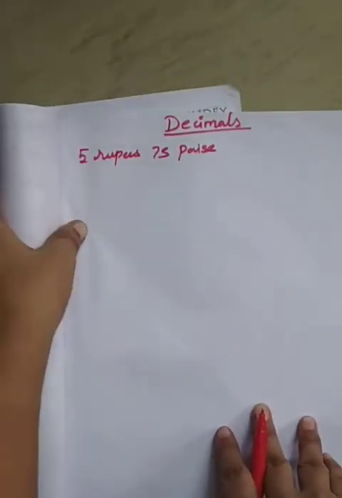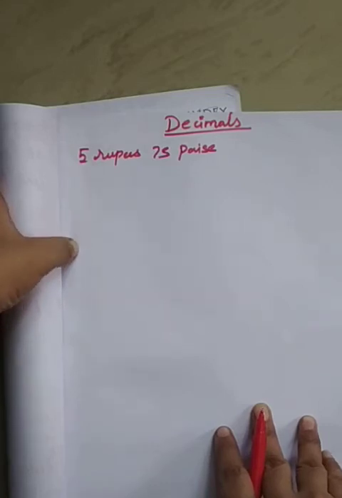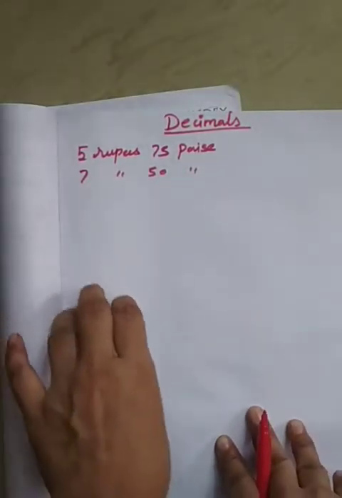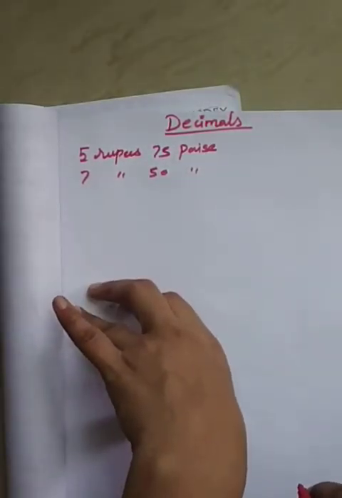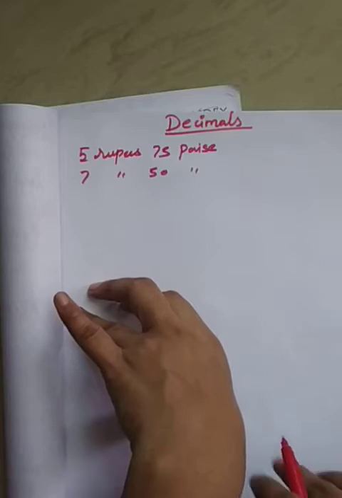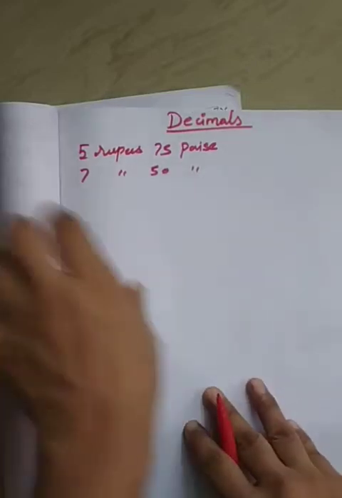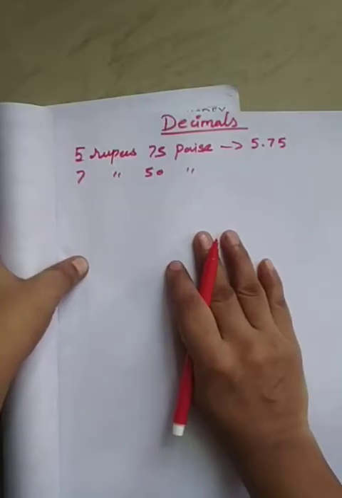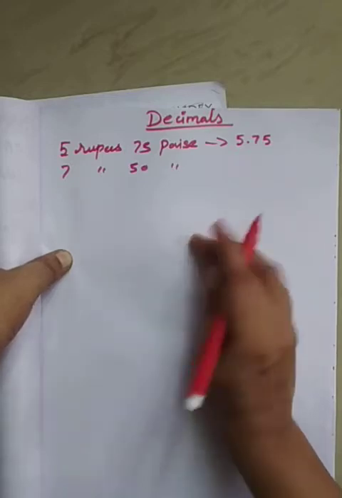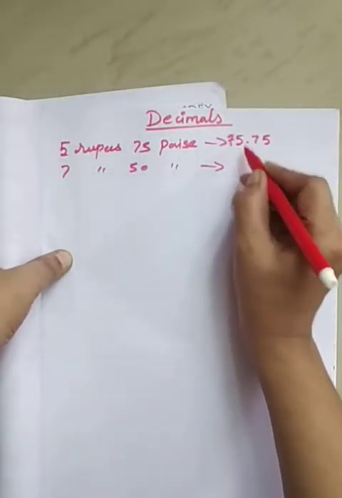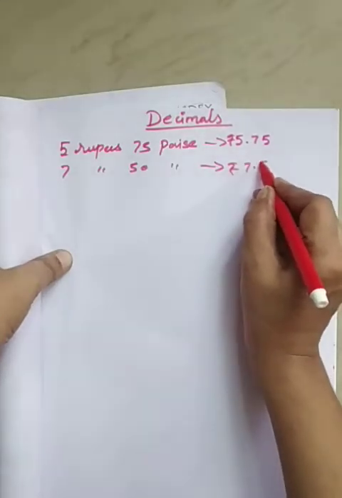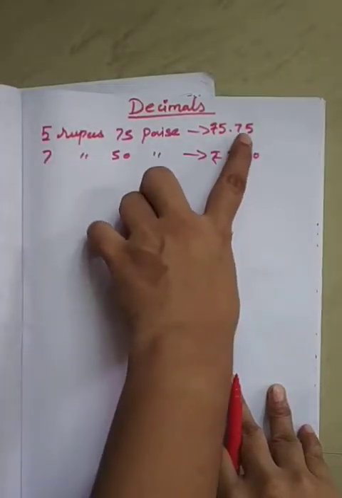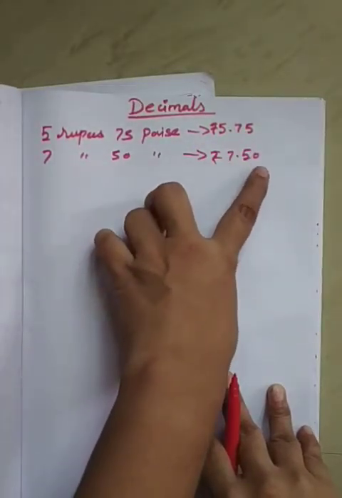Sharmila said, I have 7 rupees and 50 paise. They knew how to write rupees and paise using decimals. So Savita said, I have rupees 5.75. And Sharmila said, I have rupees 7.50.